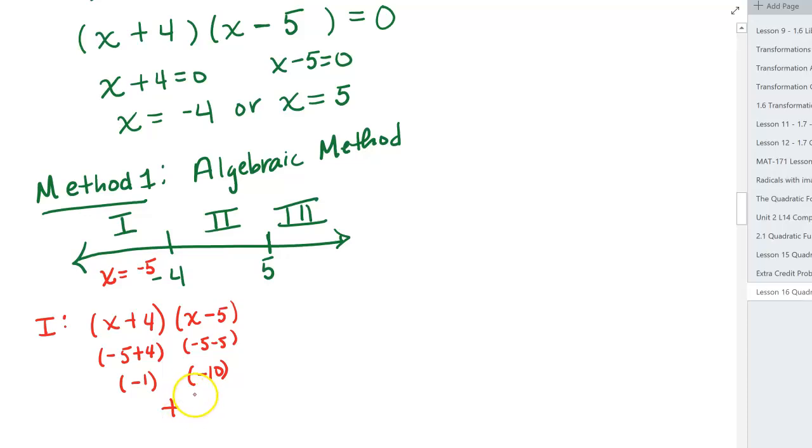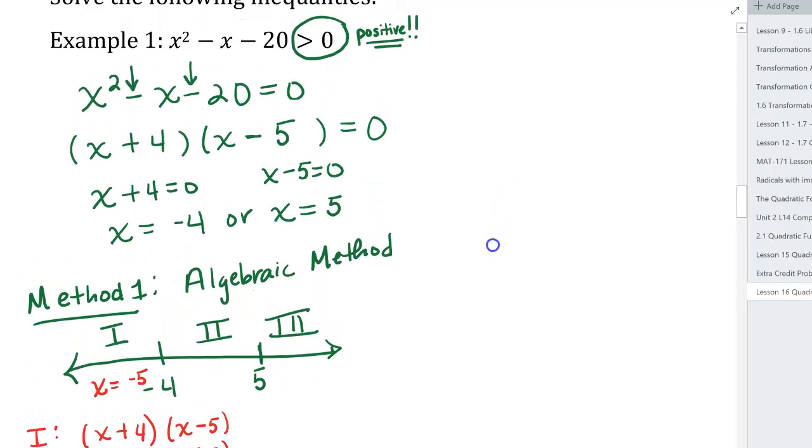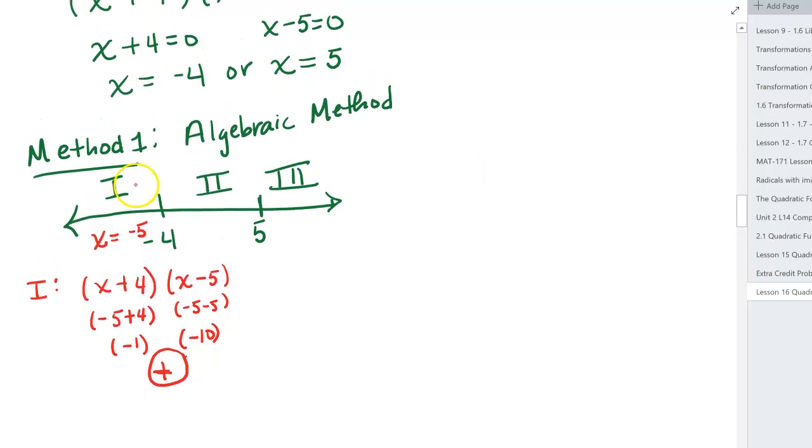So since it gave me a positive answer, it's actually positive 10, but really the most important thing is that it's positive. And I'm looking for what values of x will give me a value that's greater than 0. Well, positive 10 is greater than 0. So this interval worked.